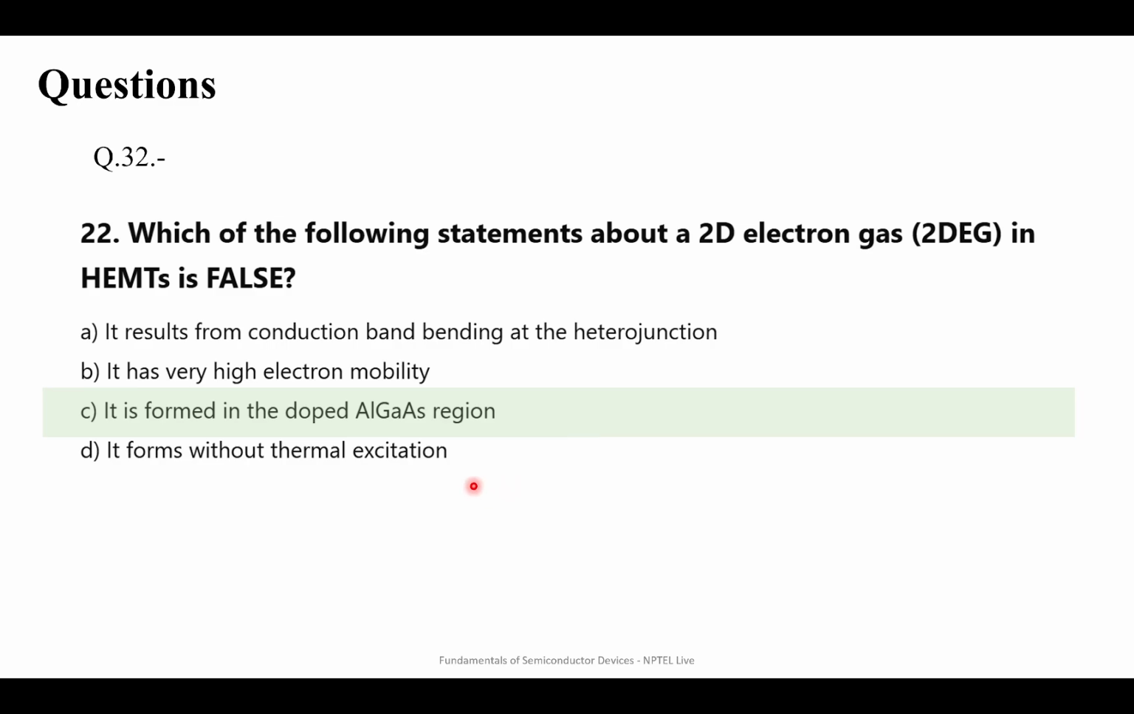And you need thermal excitation, otherwise how will you have electrons in the conduction band? So you want electrons in the conduction band. That is why thermal excitation is required. And we just said it has very high mobility, and it is formed by band bending. But band bending is done in the undoped region. So it is formed between the doped gallium arsenide region and the undoped gallium arsenide region.